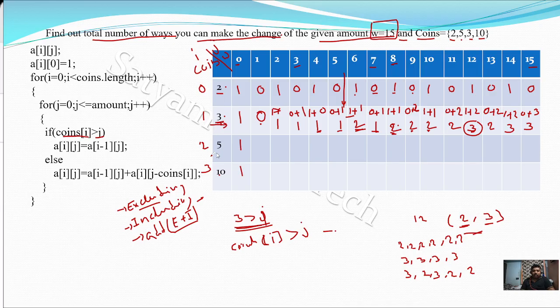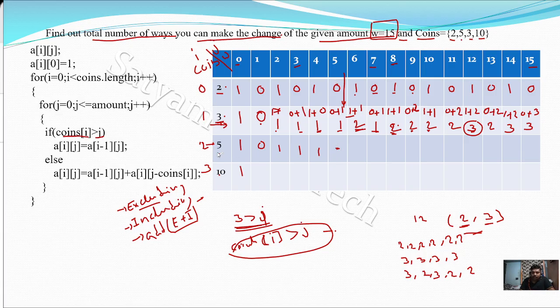Now we increment i to 1, then this row. If you cannot include this 5, you can see here the 5 is equal to 5. Up to this point, the previous values, you can take the same values: that is 0, here it is 1, here it is 1, here it is 1. Already we have discussed coins i greater than j. If the condition is true, the values in the previous row are taken directly. So in this case 5 less than 5, the condition fails.